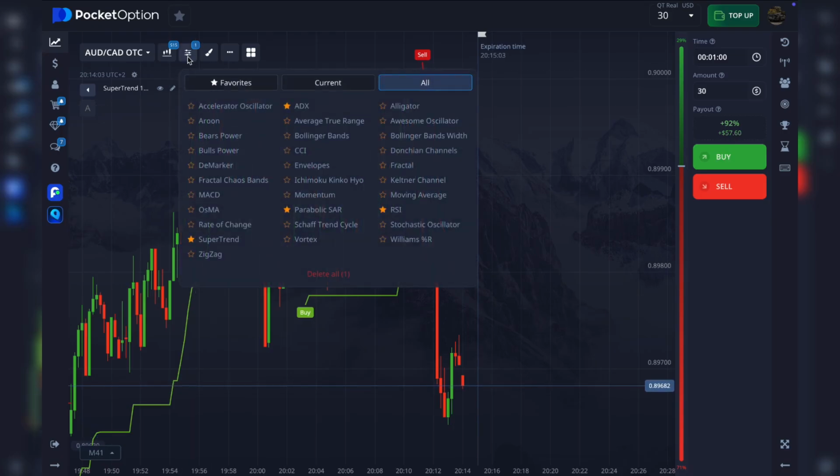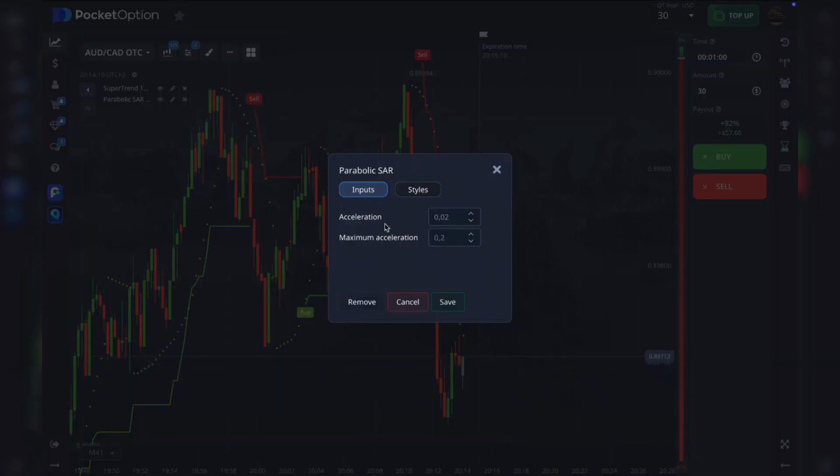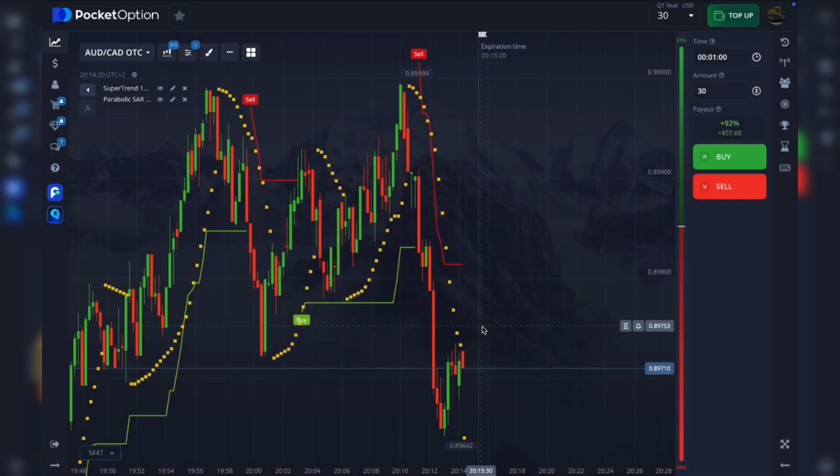The next indicator will be Parabolic SAR. Here we go to settings and we need to set the acceleration to 0.02 and maximum acceleration to 0.2. Then we go to styles, and here I want to make this indicator yellow and a little bit thicker.